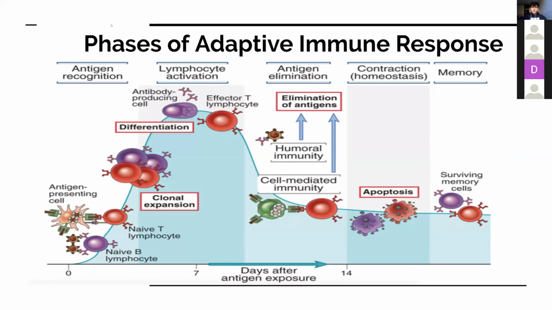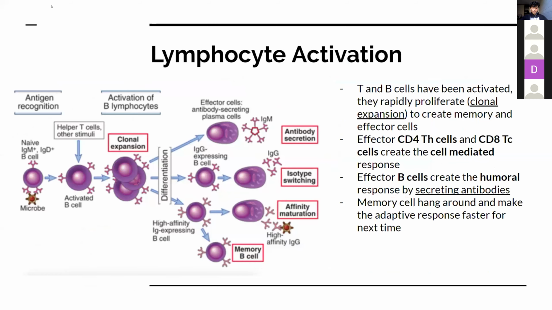Moving on to the next stage, which is lymphocyte activation. Next slide. Lymphocyte activation is effectively when T and B cells have been activated and rapidly proliferate in the form of clonal expansion, as you can see right there. Once the antigen presenting cell has found the correct T and B cells to kill this pathogen, they get activated and mass produce, creating a bunch of T cells, the CD4 and CD8 T cells, which are the cell-mediated response, and effector B cells, which create the humoral response by secreting antibodies. There's also the production of memory cells.